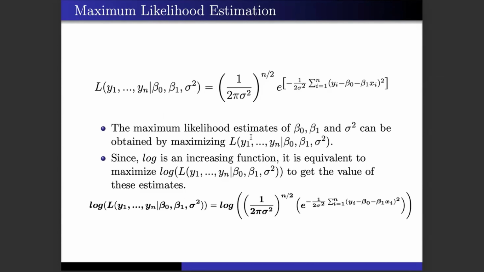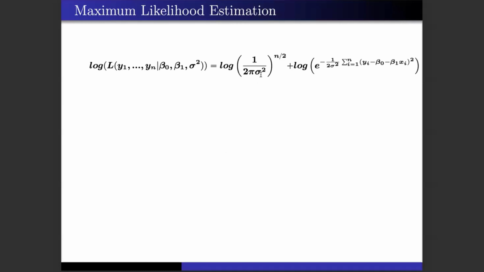So let's take log both sides. If we take log both sides, on the left hand side we have log of likelihood function, and on the right hand side we have log of this entire function. Inside log we have two terms. The first term is 1 divided by 2 pi sigma square whole to the power n by 2. And the second term is this exponential function. We use the property of logarithm function that log a times b is equal to log a plus log b. Here we treat this first term as a, the second term exponential function as b, which is log of 1 divided by 2 pi sigma square to the power n by 2 plus log of this exponential function.